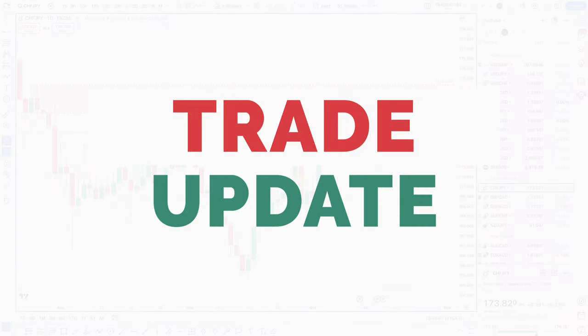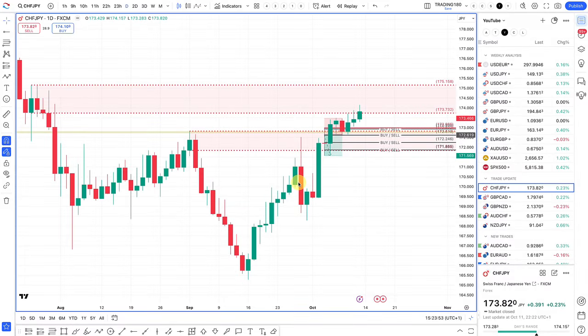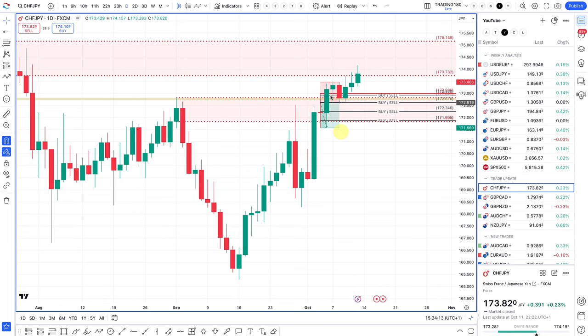So the first trade update was the Swiss yen. And also, I want to apologize for last week's trade update. I realized quite late, after I'd published the trade update section, I saw some comments on YouTube saying that the resolution was really small. I have no idea why that occurred, and apologies for that. So I'm giving a bit of an update from last week as well as this week.